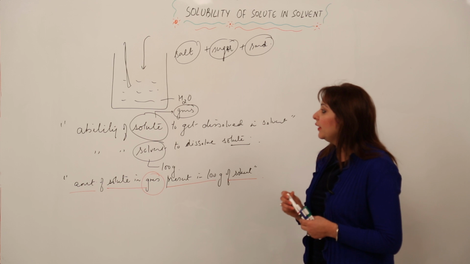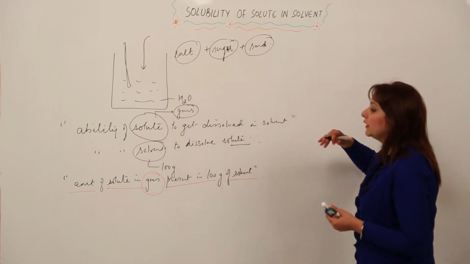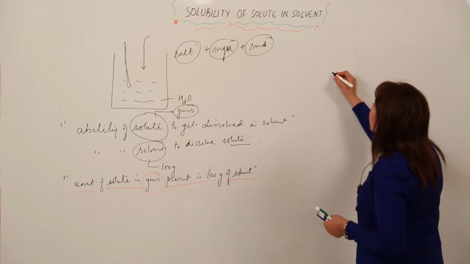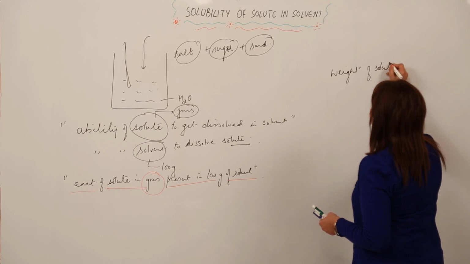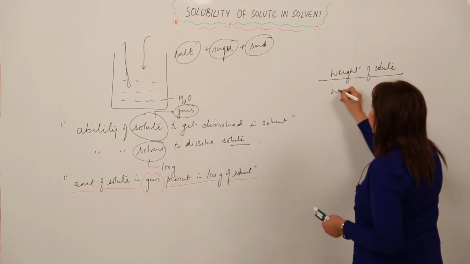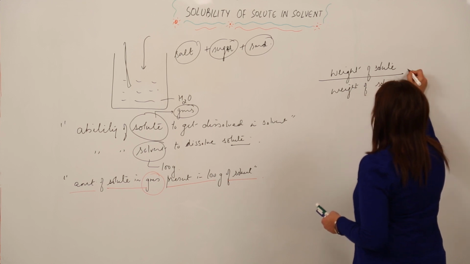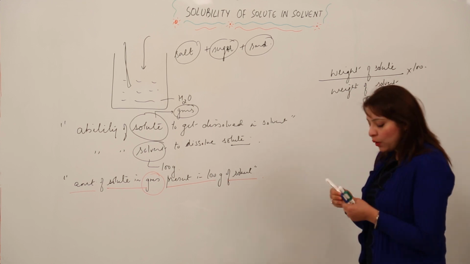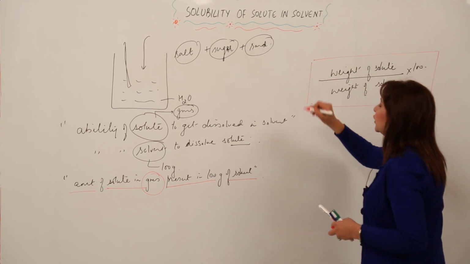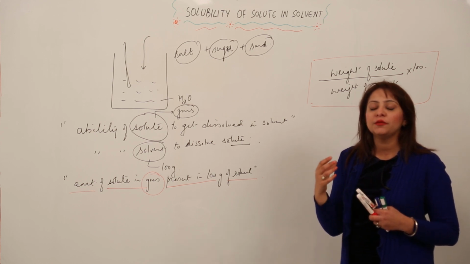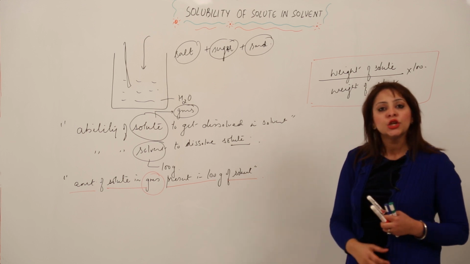And the mathematical relation we are going to use is that solubility is indicated by the weight of solute divided by the weight of solvent, into 100. By doing so, we get the solubility percentage, that is, how much weight of solute is actually getting dissolved in 100 grams of the solvent.